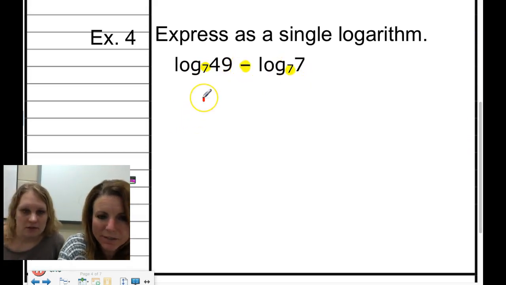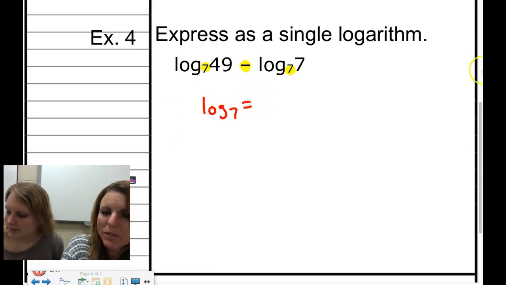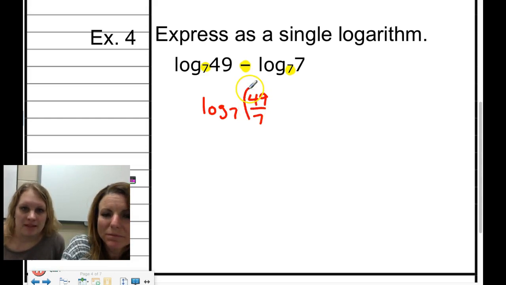So we're going to do log base 7 equals. No, not equals. That's where I get confused, where my equal signs have to go. It's just 49 over 7 in parentheses. And that equals x.